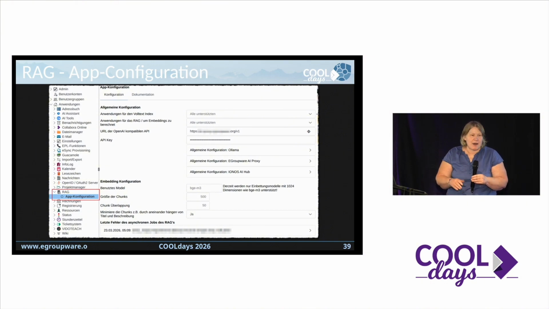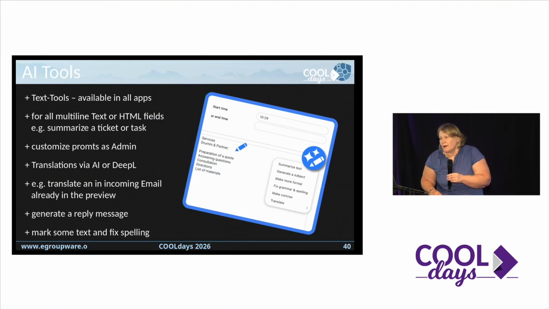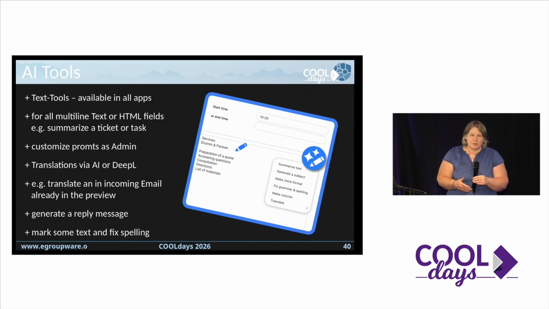We for sure have some configuration options where you can specify this is my rec, this is the AI model, same for AI tools. So as always, customer can choose what they want to use. First thing we implemented in addition to the rec are the AI tools, which means text tools in all HTML and text fields. So wherever you have a multi-line text field, you have things you could modify.